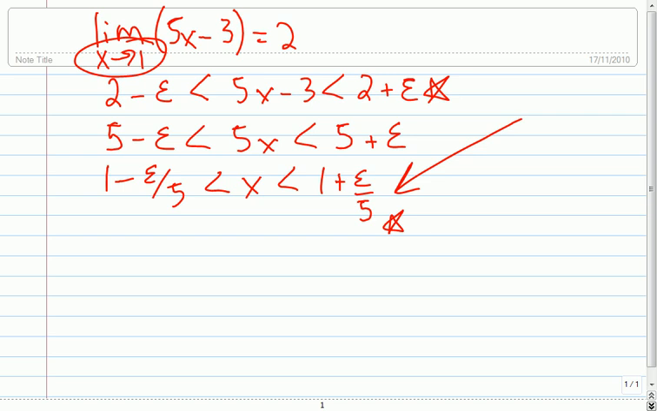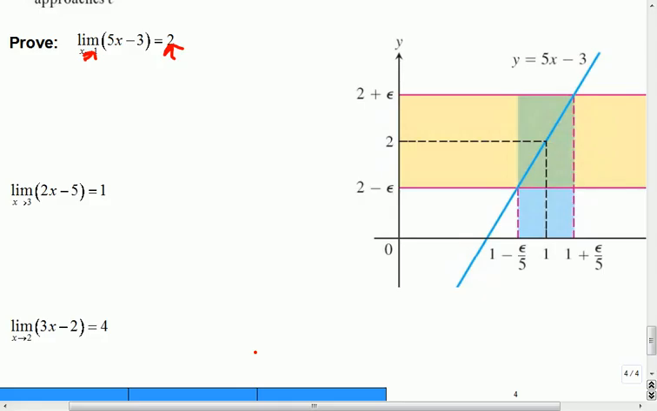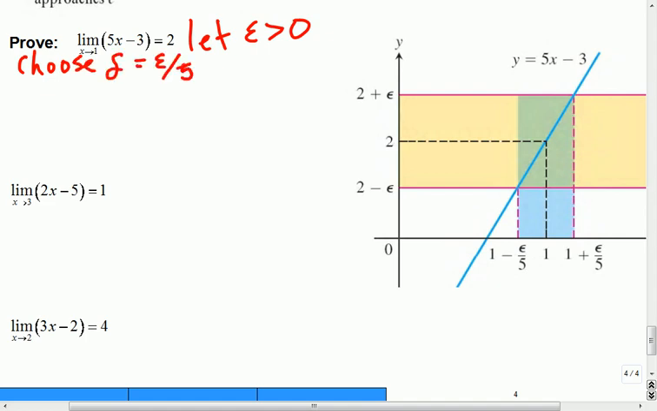So the way I would do my proof then is I would say, let me just go back to the other, oops. To do my proof, I would go back here, and I would say, let epsilon be greater than 0. We don't think about negatives for this. Then I'm going to say choose delta equal to epsilon over 5. And what I'm going to do is show that if you're within epsilon over 5, the limit will be within epsilon.